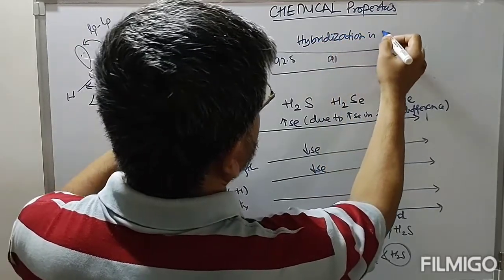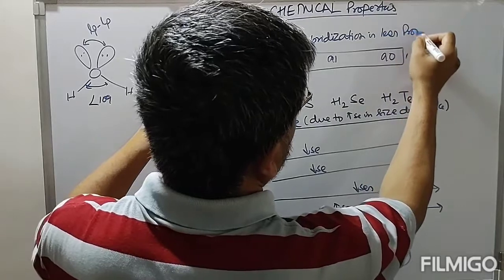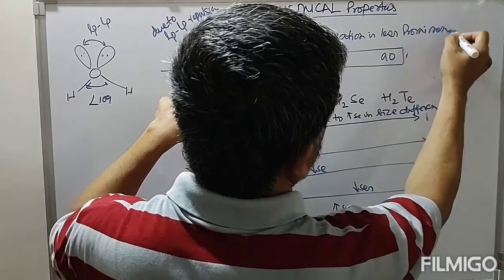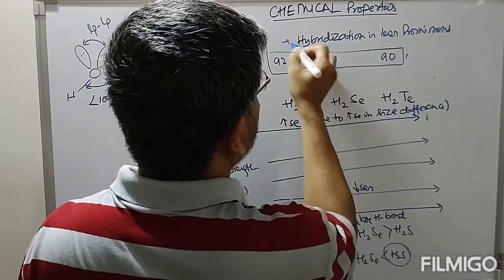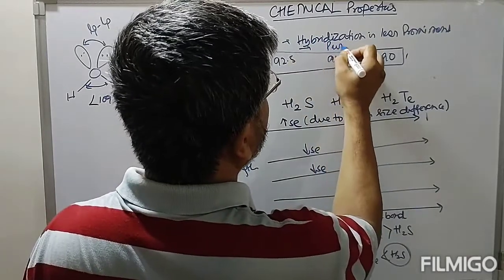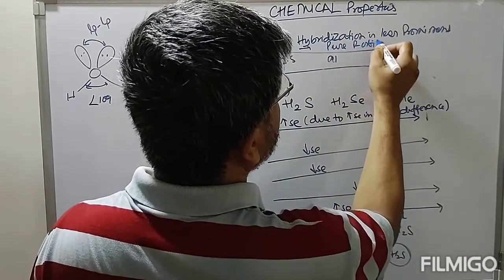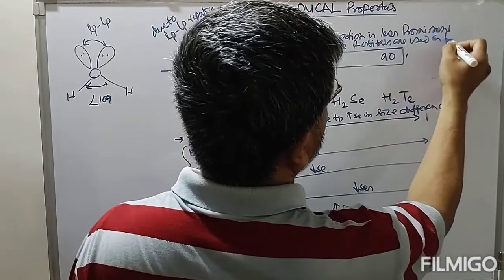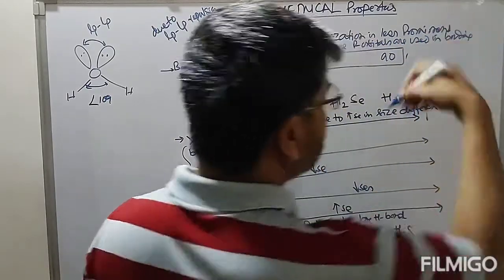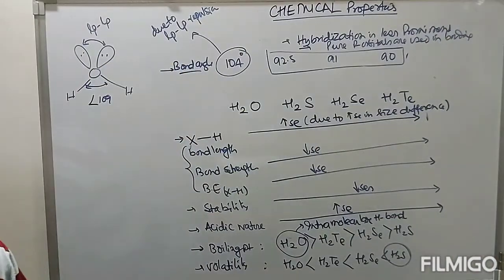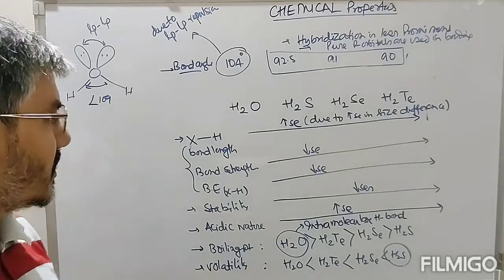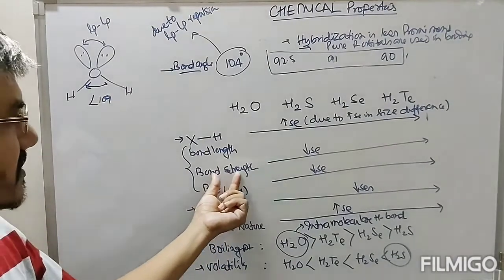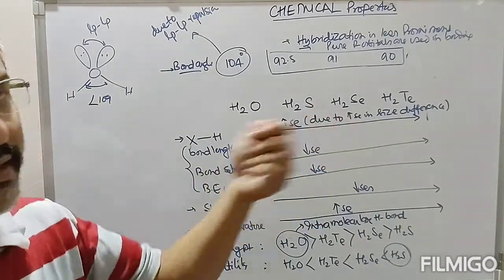Hybridization is less prominent, meaning thereby pure p orbitals are used in bonding. Now since pure p orbitals are used in bonding, the bond becomes weaker. As the bond becomes weaker, bond strength decreases or bond length increases.